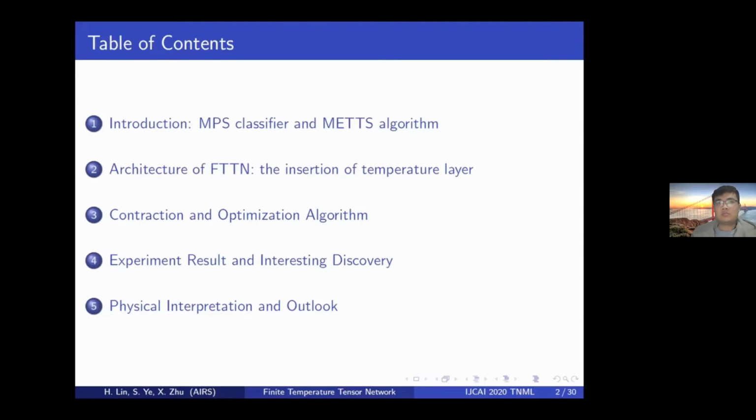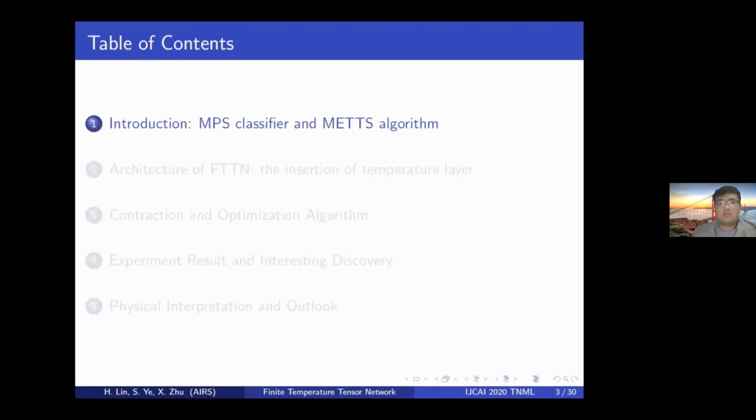This presentation is organized as follows. First, we briefly introduce the basis of this work, the matrix product state framework for supervised learning, as well as the METTS algorithm. Combining these two concepts, we construct the tensor network structure at finite temperature. Following is the corresponding contraction and optimization algorithm. Then, results and some interesting discoveries are stated. Finally, I will illustrate the physical interpretation and outlook.